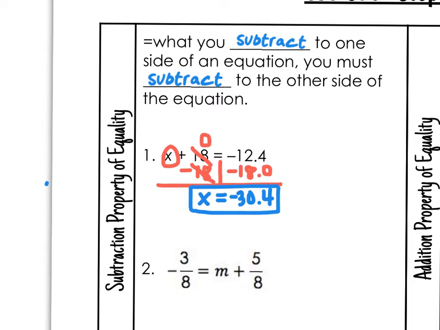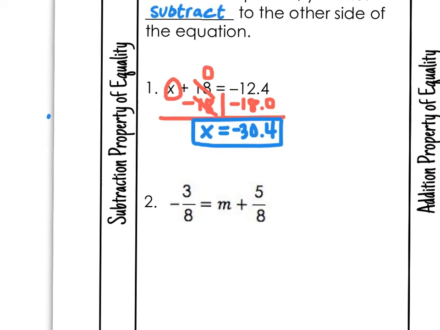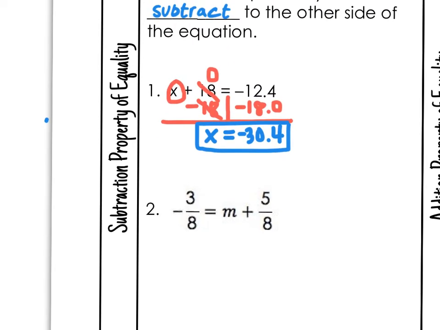On problem number 2, to save time on the video, we're going to save this problem and do it together as a class the next time we go over this in class. So we're going to leave this blank for now, and I'm just going to put a little note that we're going to do it in class.